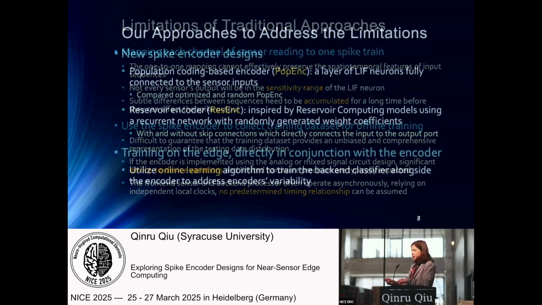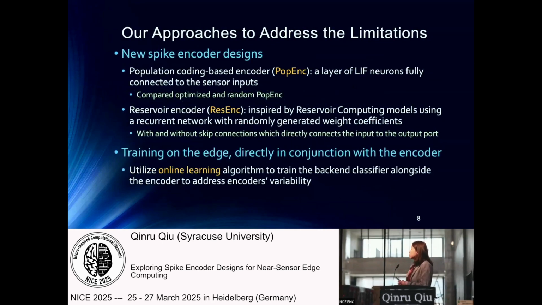So in this work, basically, we try to address these limitations. First, we design two new spike encoders. One, we call the population coding-based encoder, or POP-INC. The POP-INC is a layer of leaf neurons fully connected to the sensor input. And then we compare the performance of optimized POP-INC and random POP-INC.